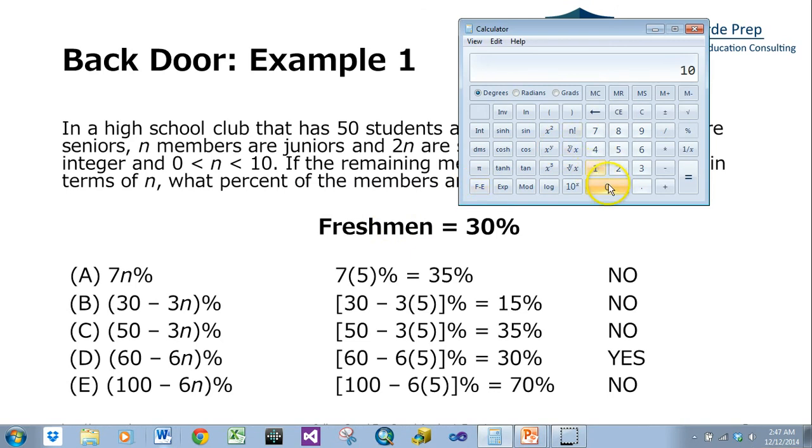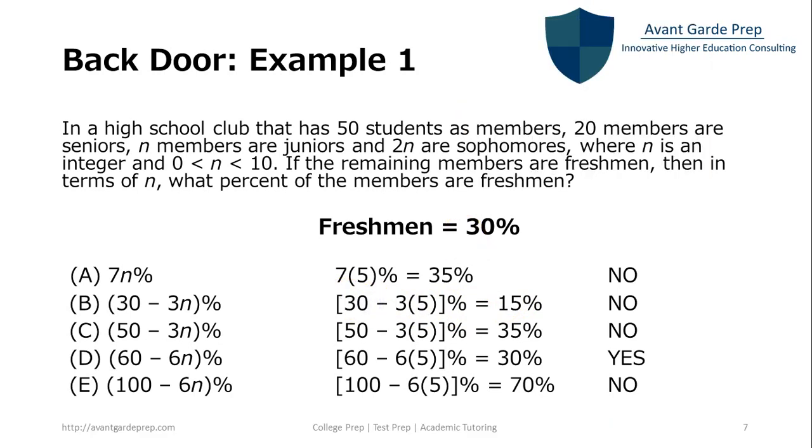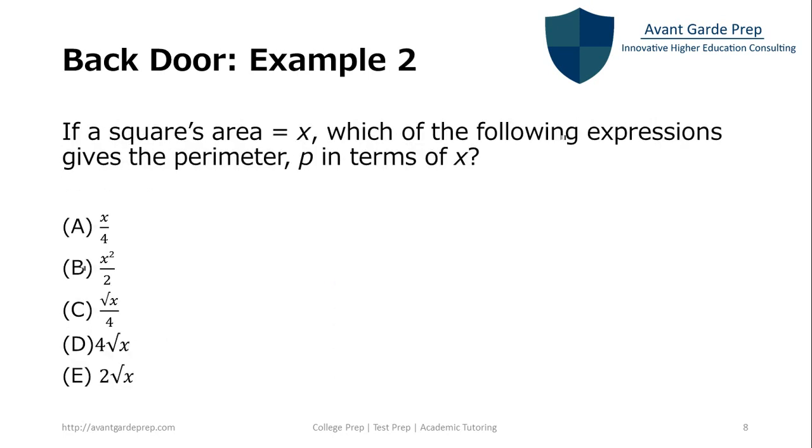So we'll plug that in. 100 minus 6 times 5, and that equals 70%. So again, 70% is not 30%, so we're left with one answer choice that matches, and that's answer choice D. So answer choice D is our answer, and at this point you would bubble that answer in and move on to the next problem. We'll now move on to example problem number 2.